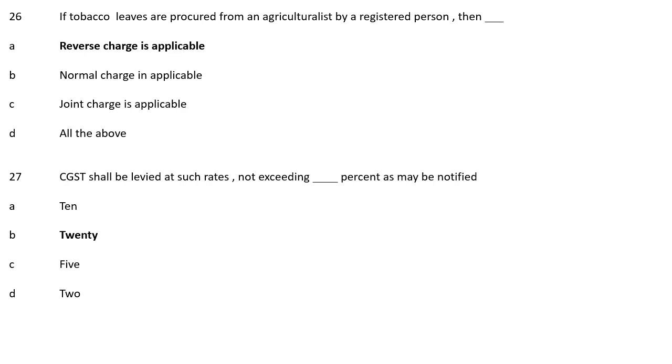CGST shall be levied at such rate not exceeding dash percent as may be notified. Option A 10, option B 20, option C 5, option D 2. The correct answer is option B, 20. CGST shall be levied at such rate not exceeding 20% as may be notified.